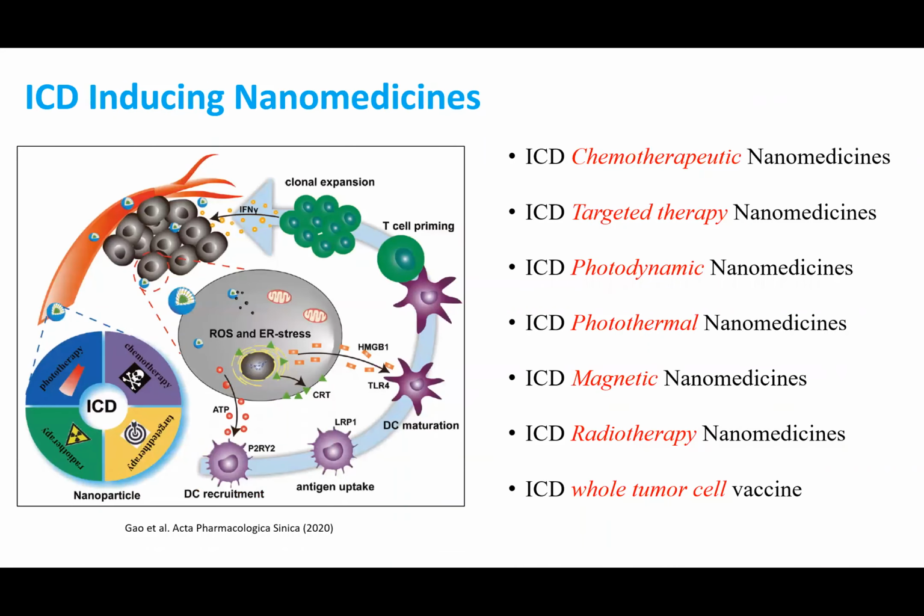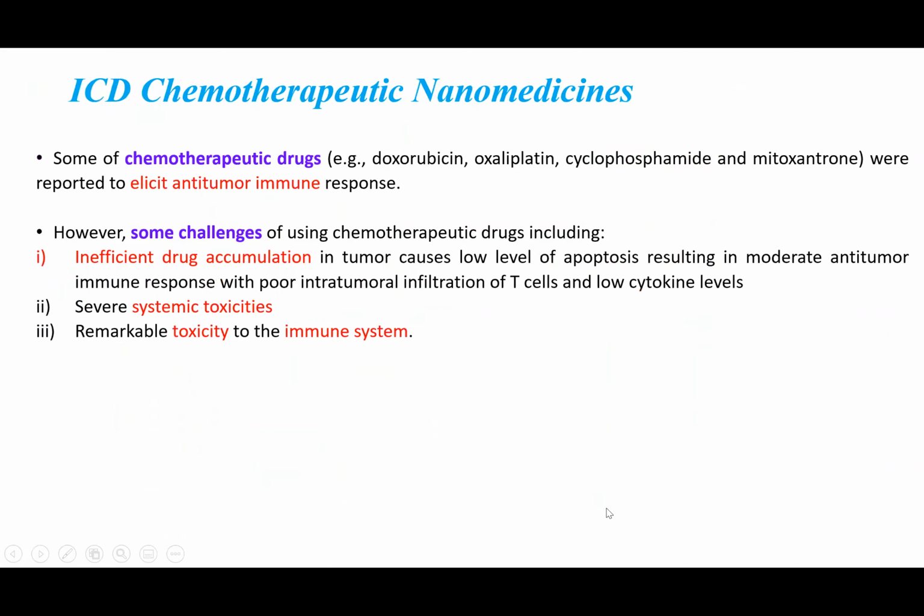So we have different types of nanomedicines that can be used to enhance the efficacy of immunogenic cell death. These include chemotherapy, targeted therapy, photodynamic therapy, photothermal, magnetic, radiotherapy, and finally, immunogenic cell death whole tumor cell vaccines. First, we have some chemotherapeutic drugs, for example, doxorubicin or oxaliplatin, that can be used not only for their cytotoxic effect, but also to elicit an anti-tumor immune response through inducing immunogenic cell death.